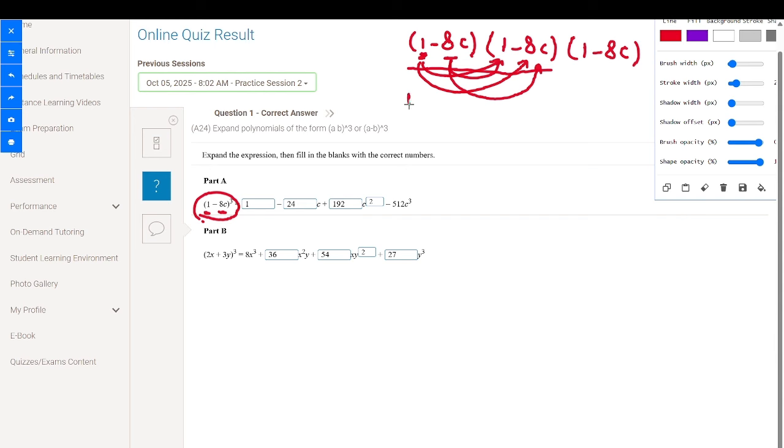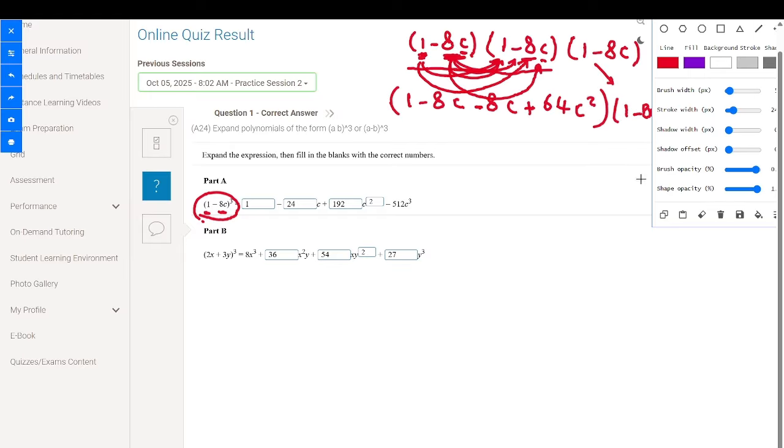1 multiplied by 1 is 1. 1 multiplied by minus 8c is minus 8c. We'll take the second one, minus 8c multiplied by 1 equals minus 8c. And minus 8c multiplied by minus 8c will be positive. Minus multiply minus is positive. 64c squared, since c multiply c is c squared. All of this will then be multiplied with the same one, which is 1 minus 8c.